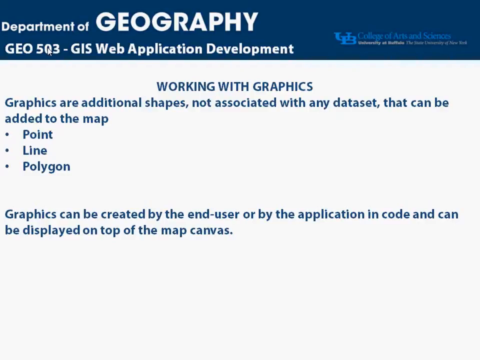We're going to work now with, you might guess, graphics. Graphics are additional shapes not associated with any data set. This is just like you would see in ArcMap, where you could add points, lines, and polygons to a map and so on. The graphics can be created by the end user or by the application using code. We'll do that tonight. It'll be displayed on top of the map canvas.